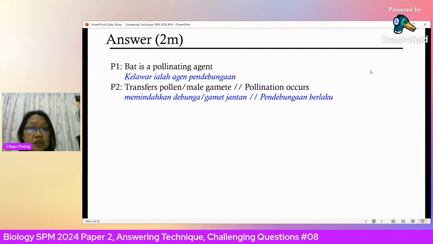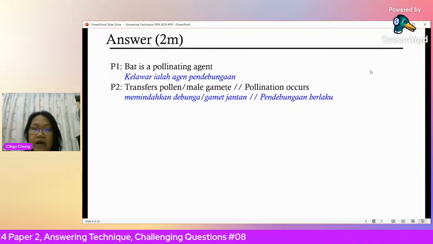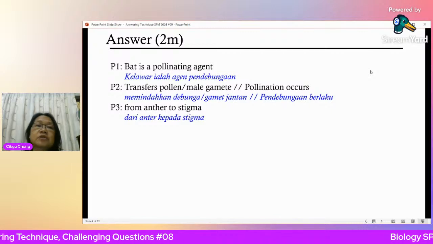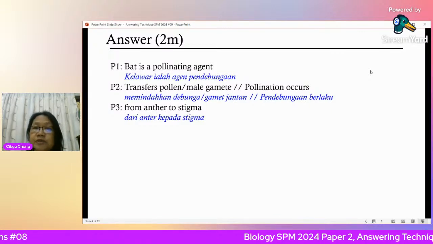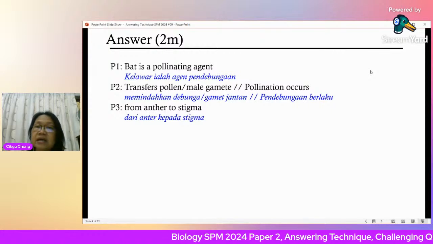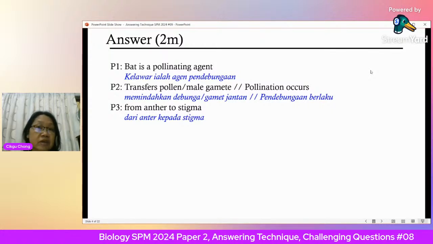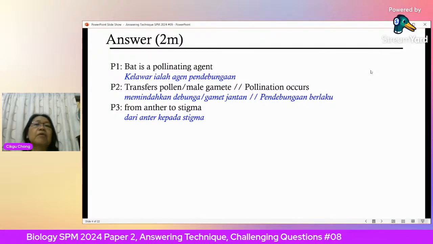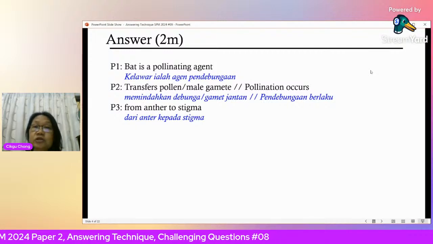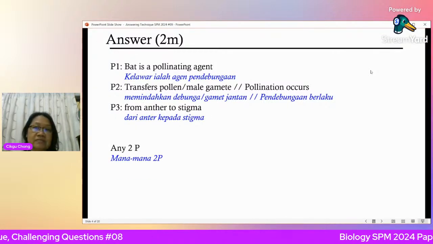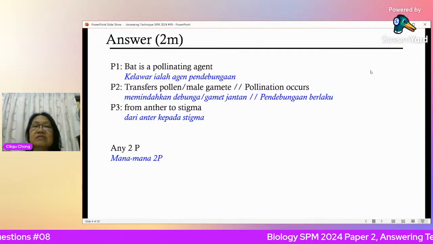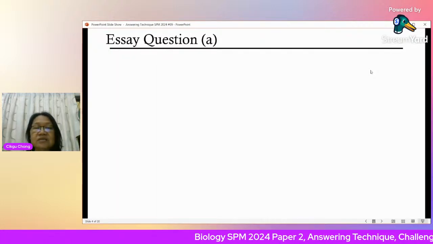Or you can say pollination occurs. Same point. From where to where? It's from the anther to the stigma. It's always from the anther, which produces the pollen grains, to the stigma, which is the female part, which receives the pollen grains. So here are 3 points, but all you need is any 2 points. The first question is always very easy. Let's go to the second question.